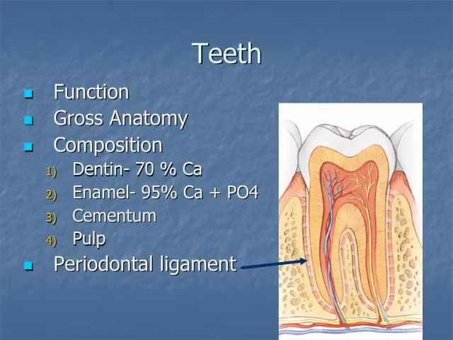The next layer is the periodontal ligament. The periodontal ligament is made up of fibrous connective tissue bands, which helps to connect the root of the tooth to the alveolar bone surrounding it. And this is very important to prevent the tooth from moving.